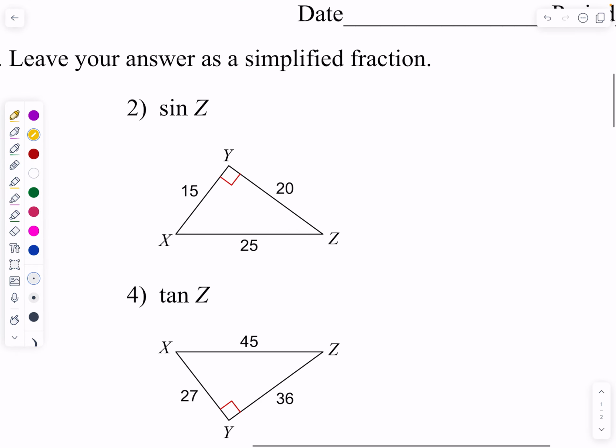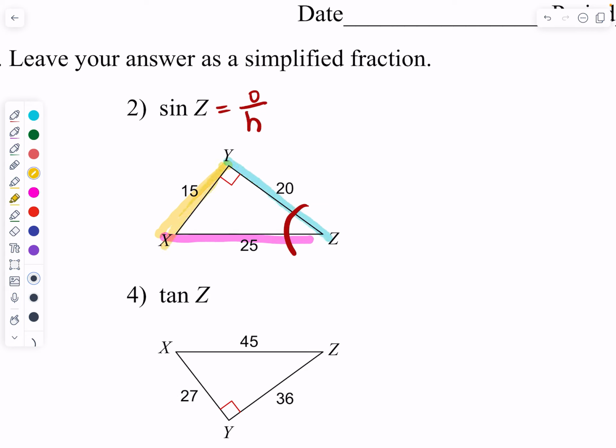So what is the sine from Z? Sine from Z is going to be equal to opposite over hypotenuse. So let's go to the angle. Here's angle Z. So we have three pieces again. We have the 15, we have the 25, and we have the 20. So what is opposite the angle Z? From Z, we have our opposite is 15. So that's going to be 15 over our hypotenuse. Our hypotenuse is going to be 25.